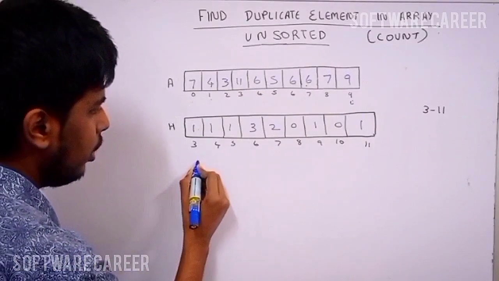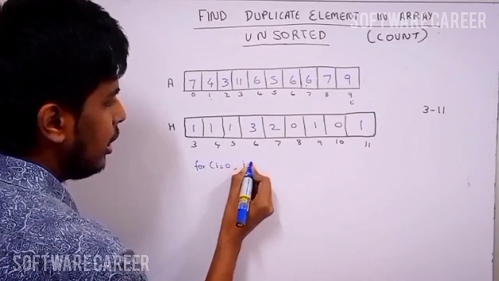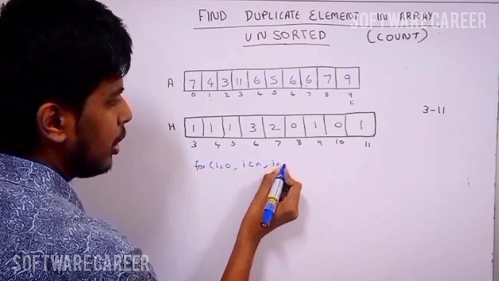Now I am writing for I equals 0, I less than n, I plus plus.